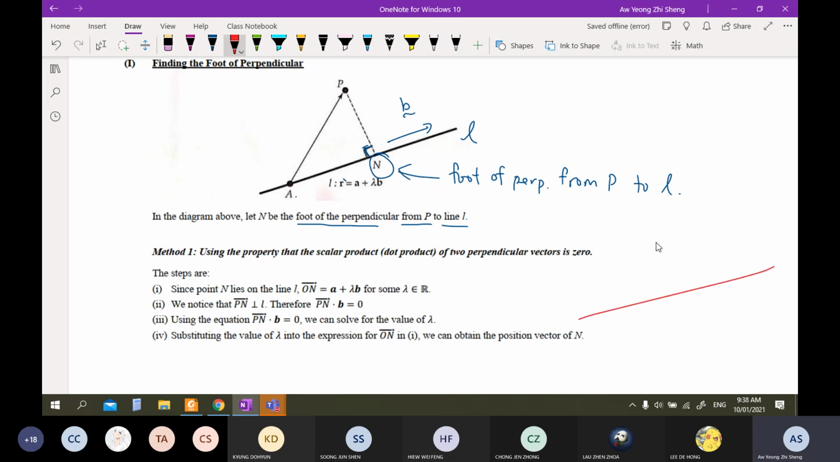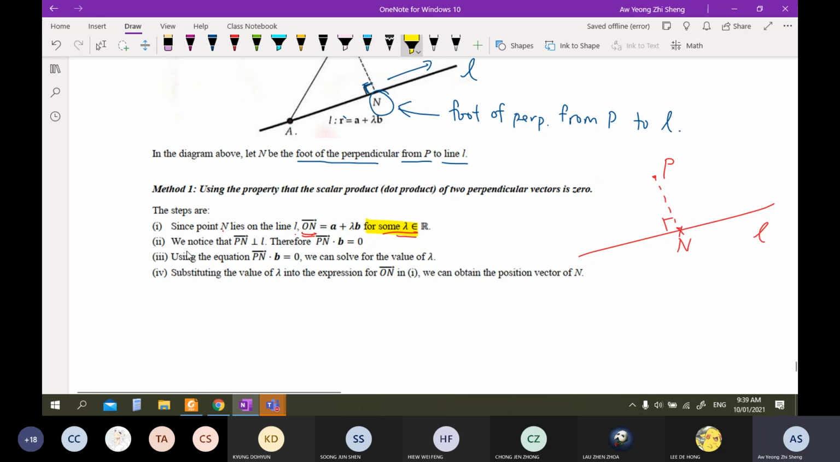Every time, later when I do questions, I will suggest you visualize a simple diagram. The first step is to introduce the foot of perpendicular by a name. Here they name it as point N. So in your working, you would first say let N be the foot of perpendicular from point P to line L. Then only people will know what your N refers to. Then notice that your point N lies on the line L, which is obvious from the diagram. If N is a point on L, then the position vector of N will satisfy the equation of line L for a particular value of lambda. In our working, we usually use the phrase 'for some lambda', meaning for a particular value of lambda. In the next 3 steps, our aim is to find that particular value of lambda.